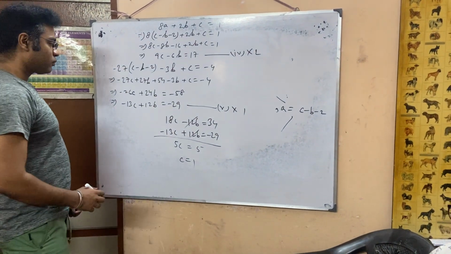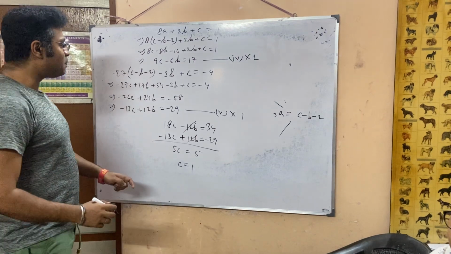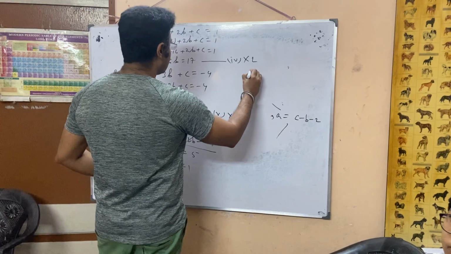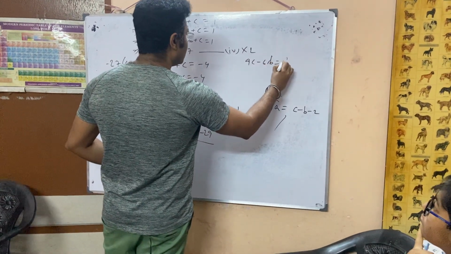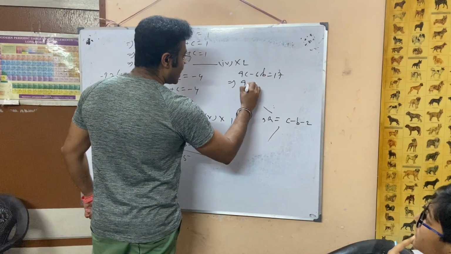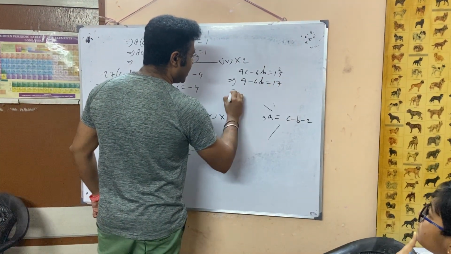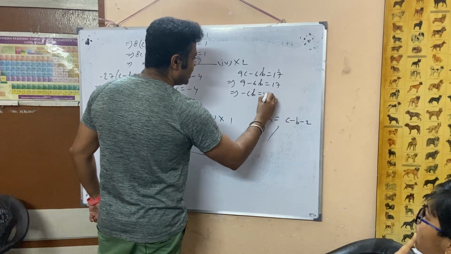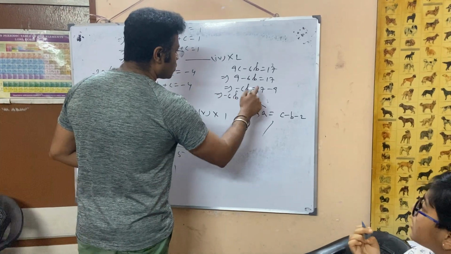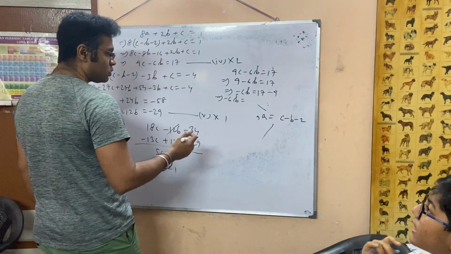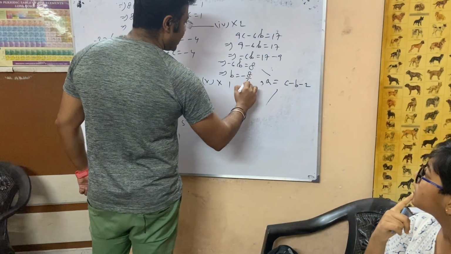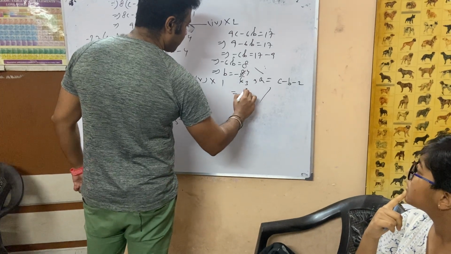Right? Now I will place the value of c in equation number 4. Equation number 4 was what? 9c minus 6b equal to 17. C is 1. So I will place here 9 minus 6b is 17. So minus 6b will be 17 minus 9, which is 8. So b equal to minus 8 by 6. It's minus 4 by 3.